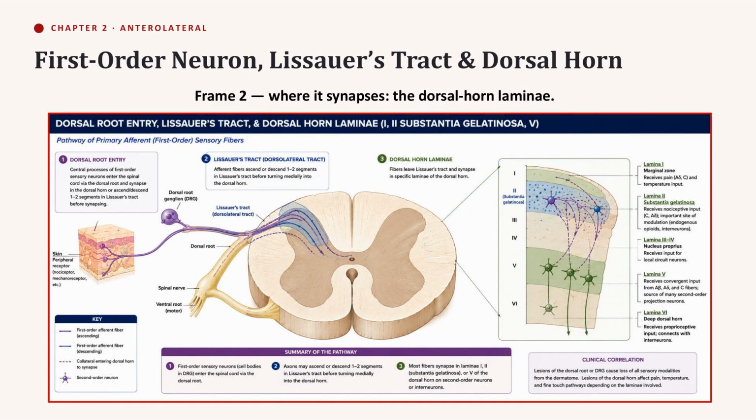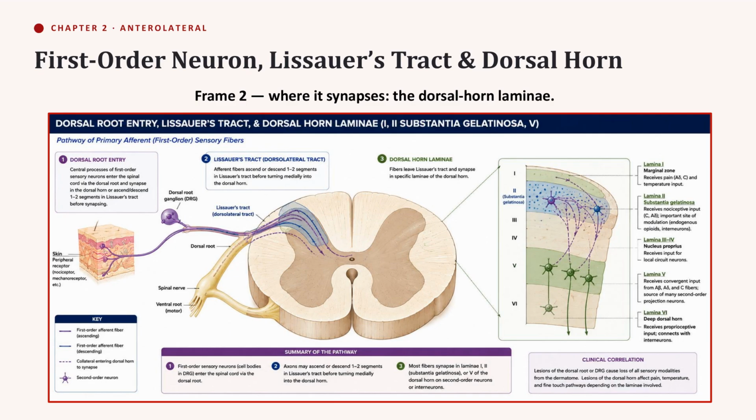Three to know. Lamina 1, the marginal zone, receives sharp A delta and C fiber nociceptive and thermal input. Lamina 2, the substantia gelatinosa, circle this one, is the modulation floor. It's dense with inhibitory interneurons and endogenous opioids, and it's where the gate control we'll cover shortly operates.